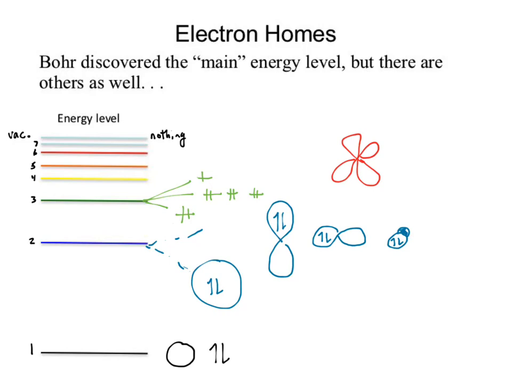All the elements in those first two columns, their outermost electrons go into the sphere shape. Everything between boron and neon, their outermost electrons go into the dumbbell shape. How many electrons fit in the dumbbell shapes? 6. How many columns are there?